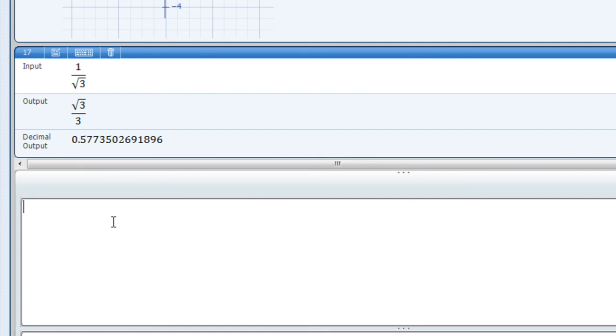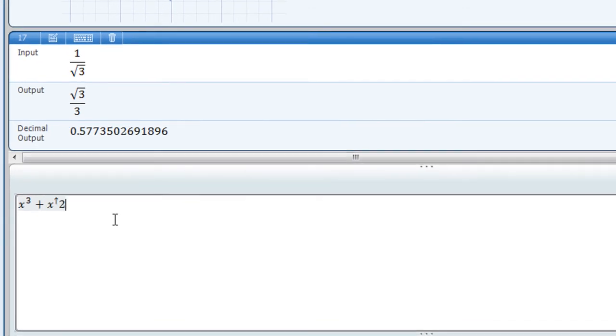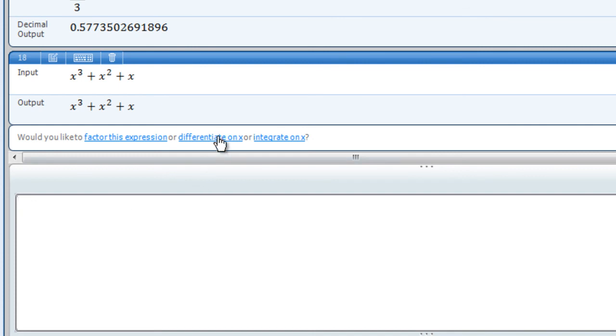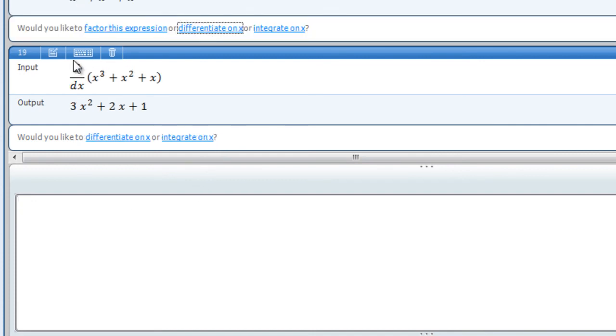Another thing it's great for is differentiation and integration. I'll give you some examples here. x to the 3 plus x to the 2 plus x as an example. And now we enter that, and now we can differentiate for x. And here it gives us a notation, d by dx.